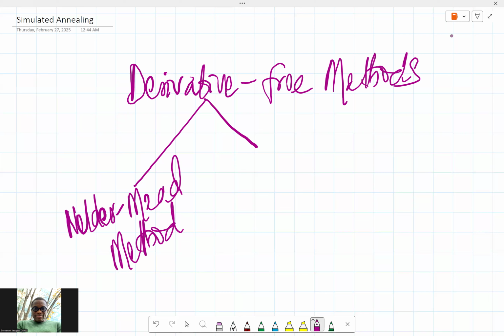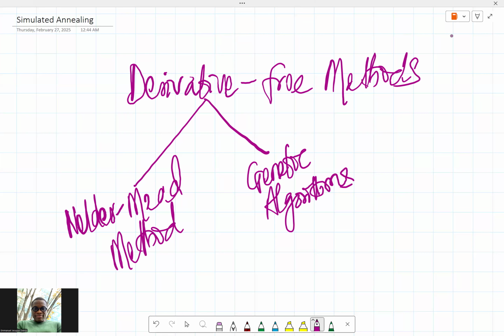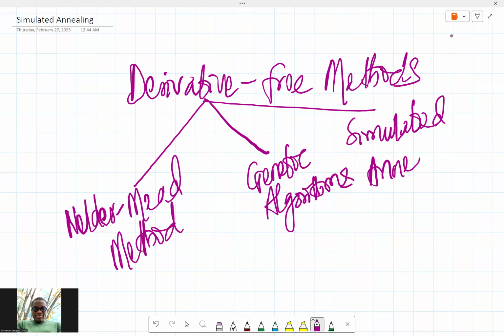We've talked about genetic algorithms. The Nelder-Mead method is based on some kind of geometry, and then we have genetic algorithms based on biology, things like mutation, crossover, and selection. And then we are going to look at simulated annealing, which is based on the cooling process in metallurgy.